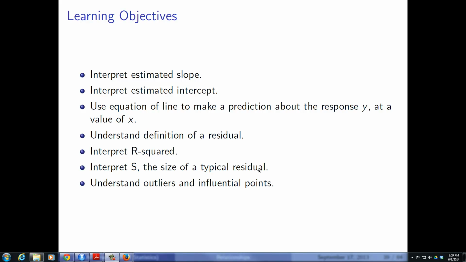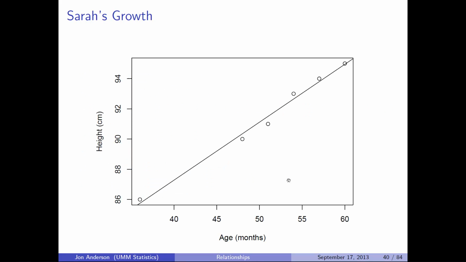Here's an overview of the things that we are going to be studying in this section. We're going to learn how to interpret the estimated slope and the estimated intercept, how to use the equation of the line to make a prediction about y, the response, understand residuals, r squared, a measure of size for a typical residual, and then we'll study some outliers and influential points.